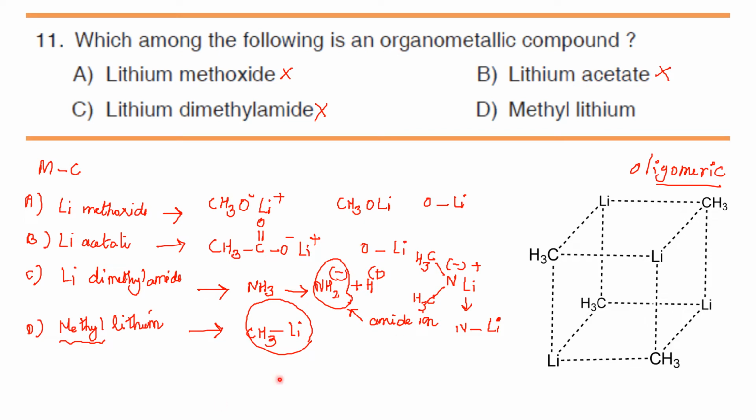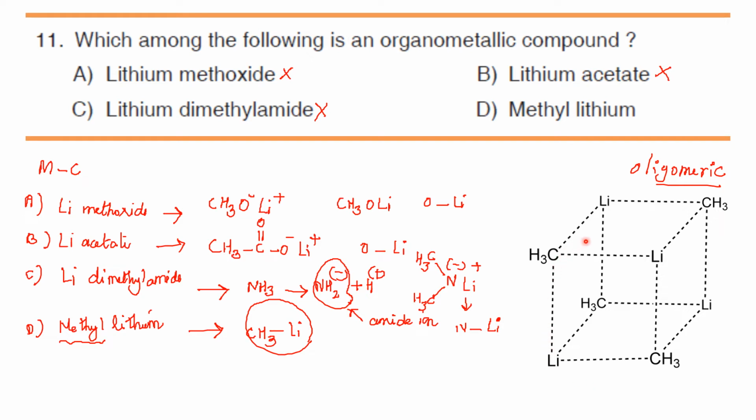You can say that it is having somewhat a cubane like structure with alternate corners containing lithium and methyl group, and each carbon atom is attached to three different lithium ions. So this is actually the structure of methyl lithium. That's a very important structure from the exam point of view. Many questions are asked from this part, so you have to learn the structure by heart.